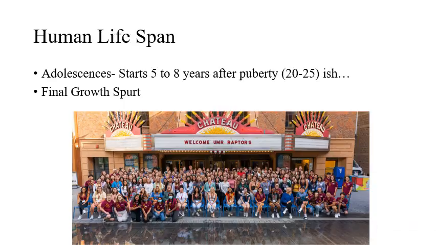Okay, so following puberty is a period called adolescence. The book defines adolescence. Typically, we think of adolescence as like 12 to 17. The book actually says it starts 5 to 8 years after puberty. 5 years for girls, 8 years for boys. It's not clear if that's the onset of puberty or the stopping of puberty, but I basically put it in the 20 to 25 age range.